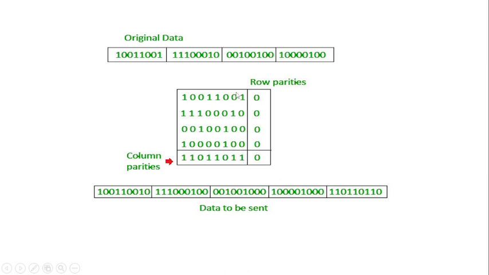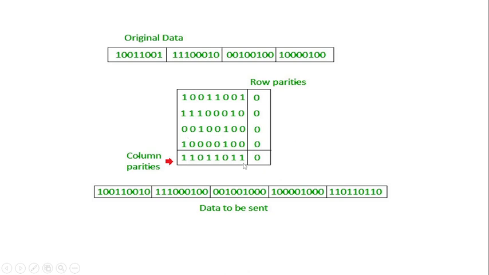Because odd number of 1s is here. So here also odd number of 1s. So here it is even number of 1s, so the parity bit will be 0. Here it is odd number, even number, odd number, and odd number here. Three ones are here, so odd number.